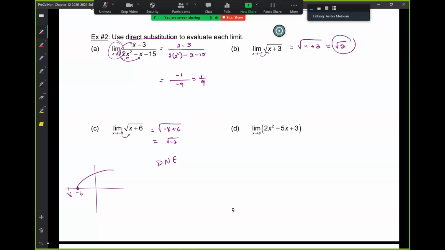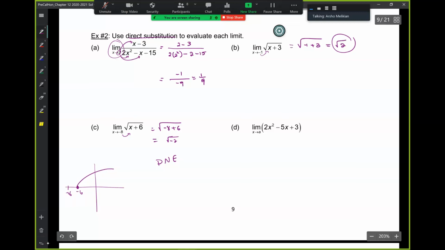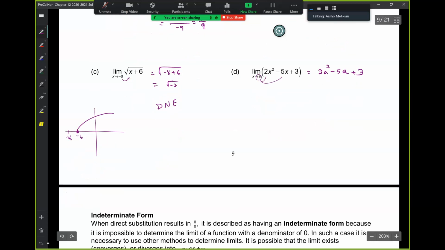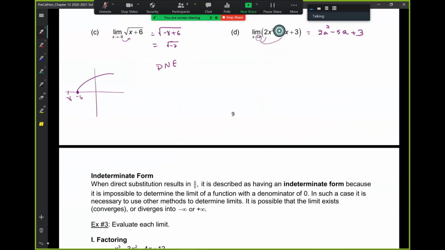Okay, here, the limit of this polynomial as x approaches a, right? So don't let that faze you. This is what we plug in, and you get 2a squared minus 5a plus 3. That's it. That's an actual value. Okay? Questions? All right.